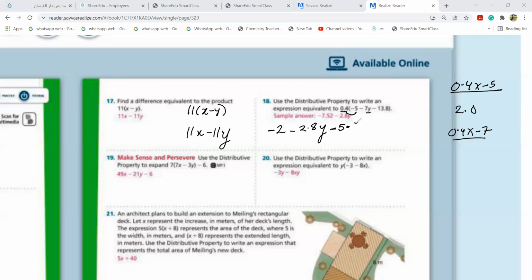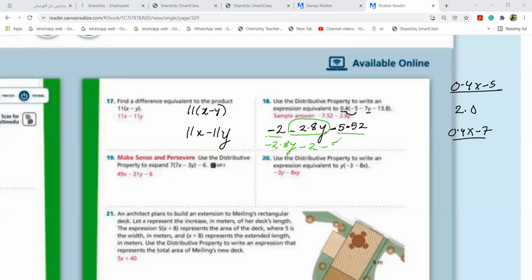0.4 multiplied by minus 13.8 is minus 5.52. Now, Malak, tell me the like terms here. Which are the like terms? Malak, look at this question. I wrote this. Which are from the same family here? Only 2.8, it is all alone. How about these numbers? Are they not numbers?